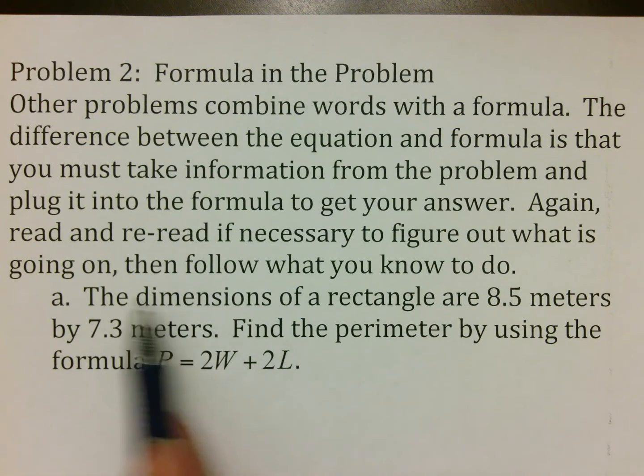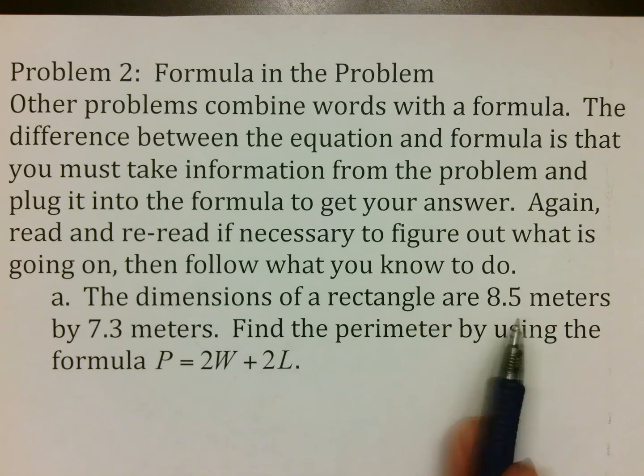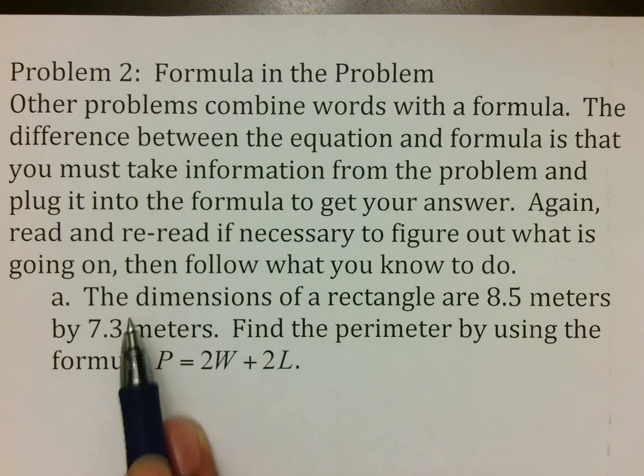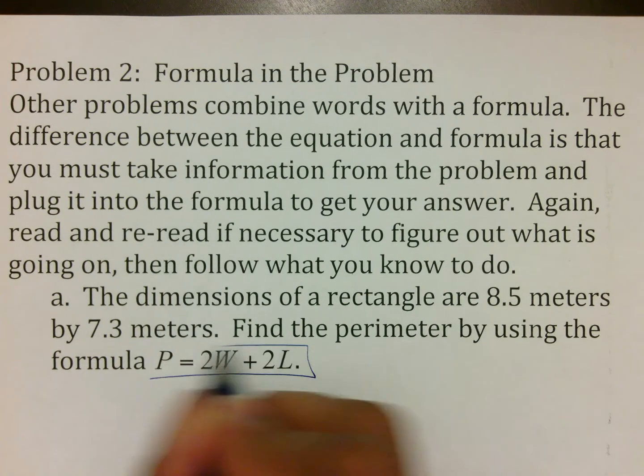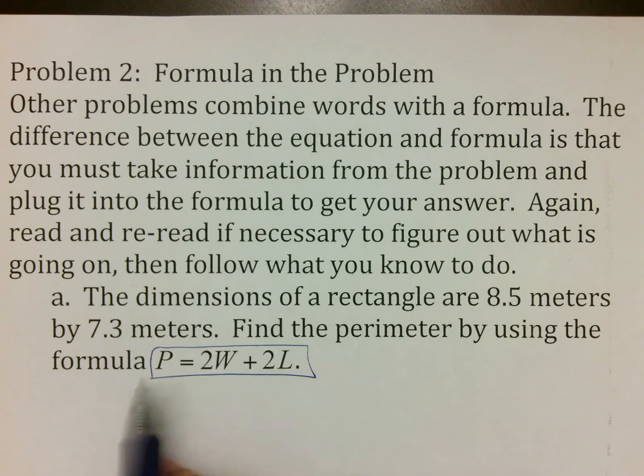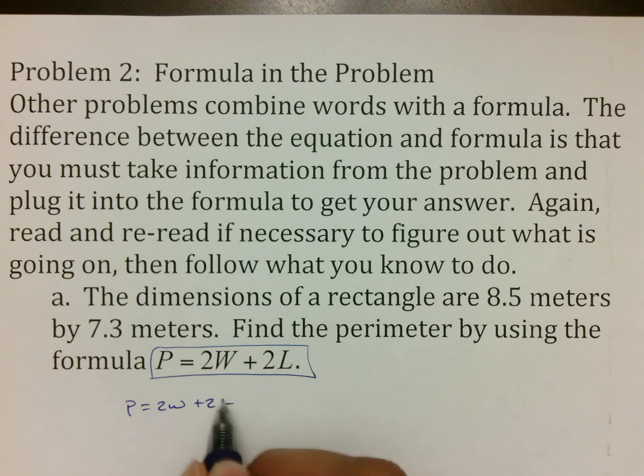So it says the dimensions of a rectangle are 8.5 meters by 7.3 meters. Find the perimeter by using the formula 2W plus 2L is equal to P. So again, this is my formula. And what you learned about perimeter is that it doesn't matter which one you plug into which, as long as you plug them into different spots.